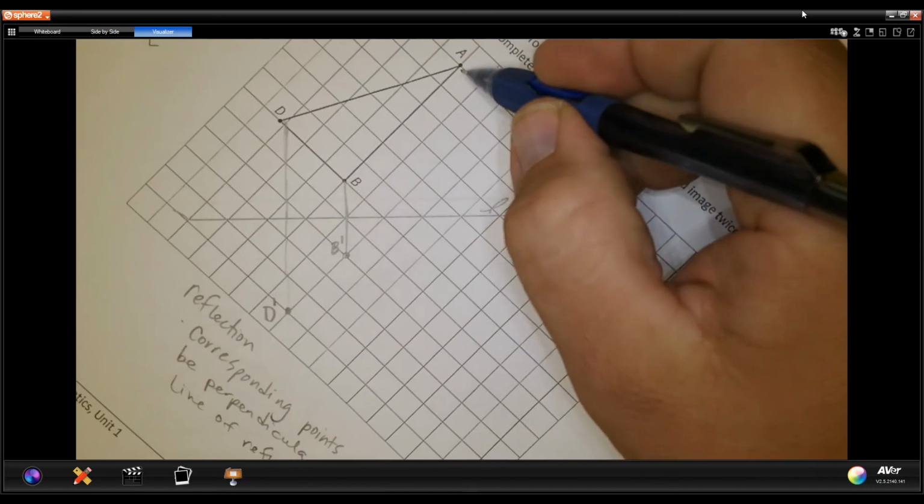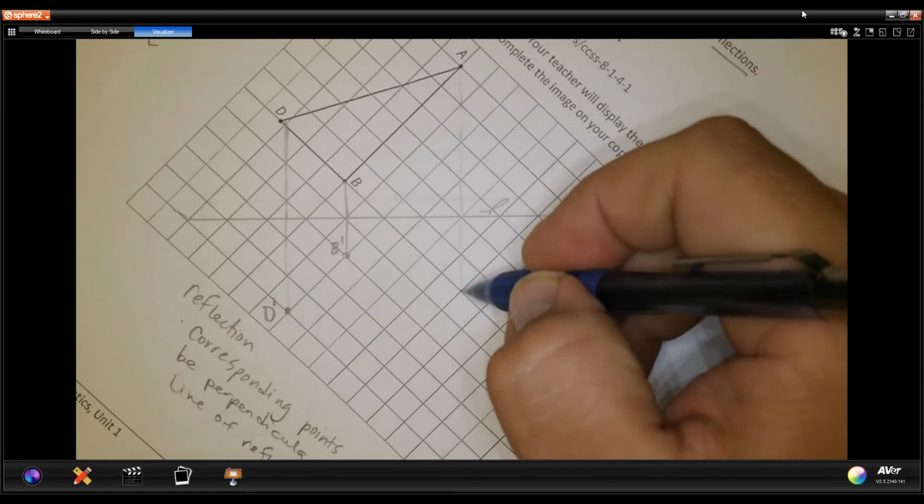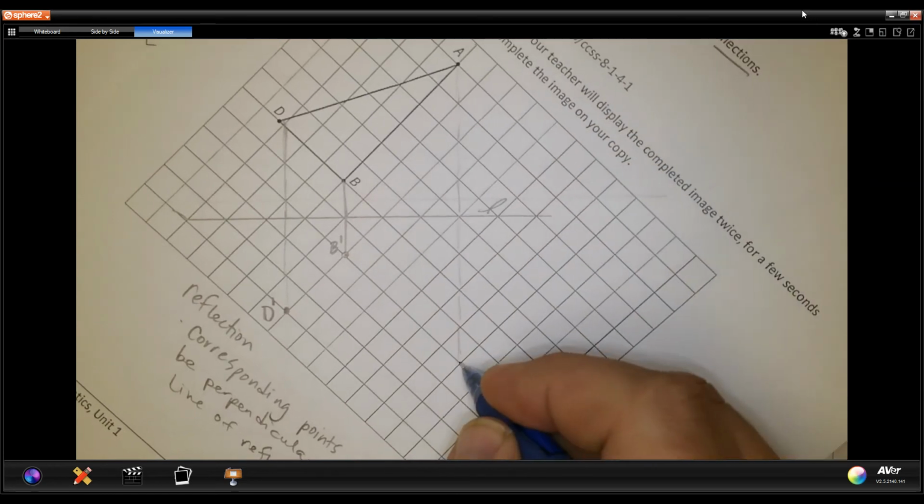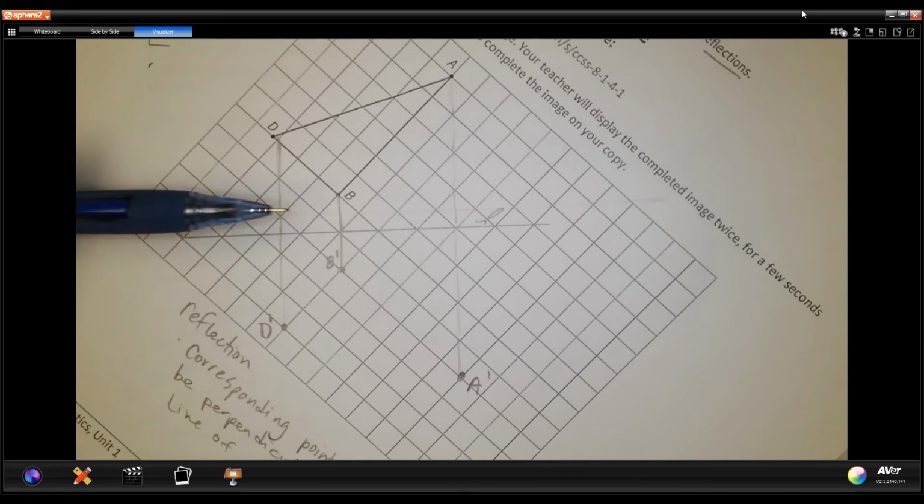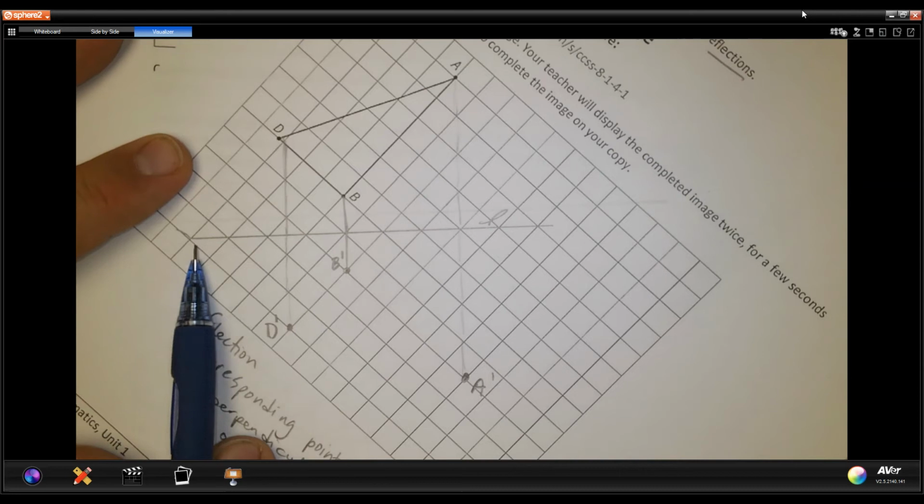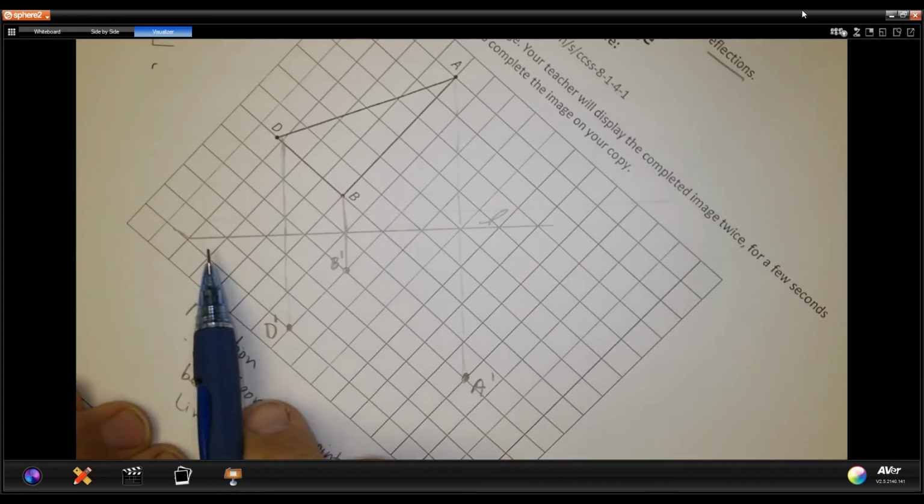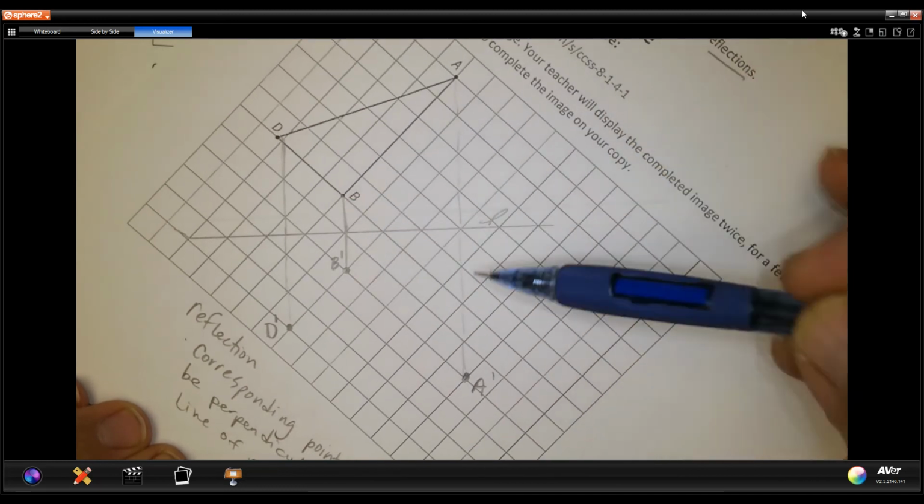And I'll do the same thing for A. There's 1, 2, 3, 4. 1, 2, 3, 4. Here's where we will see A prime. Once we have those figures, I want you to notice that each of these segments that come across connecting D to D prime, B to B prime, A to A prime are cut in half, or bisected, by this line. What we call that line of reflection as well is a perpendicular bisector, because it is perpendicular to the segments that would connect these, and it's bisecting them exactly in half.